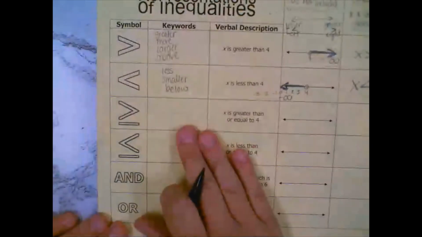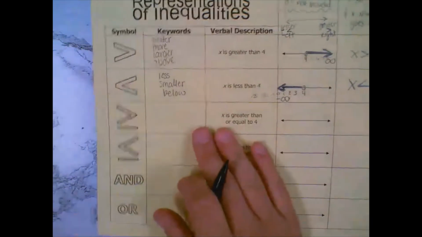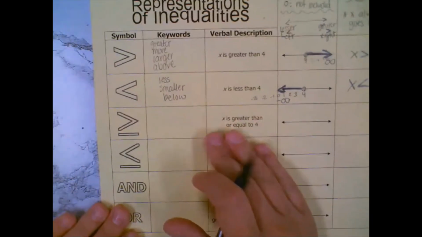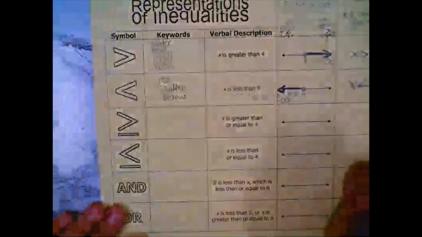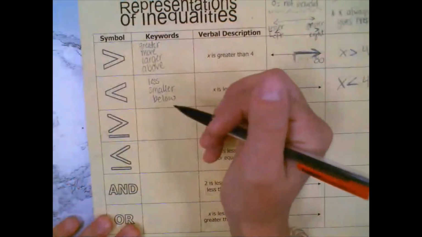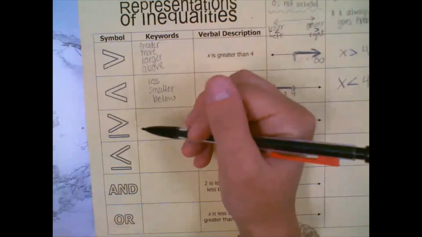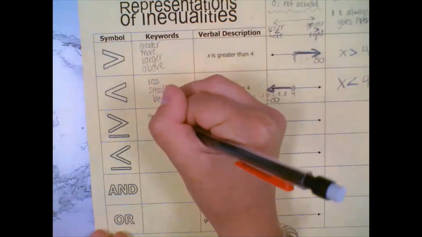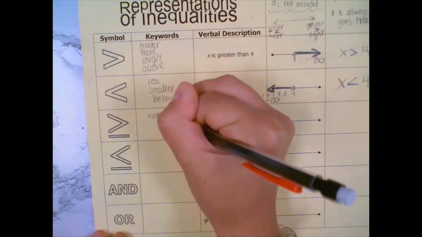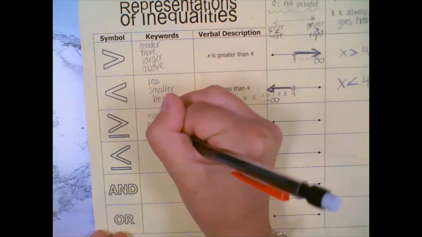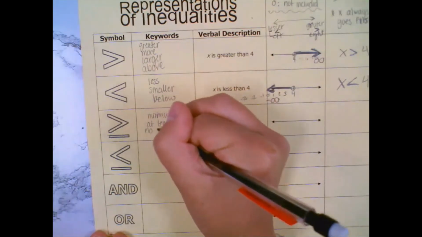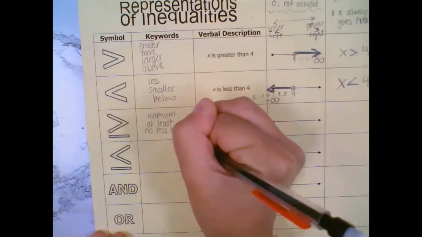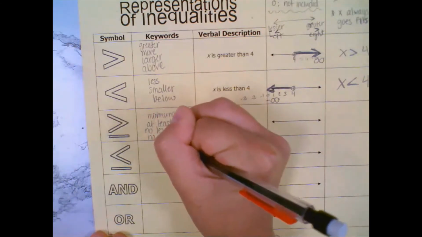All right, greater than or equal to. When we have the equal to, this part right here changes up our wording a lot. When we're using the phrasing greater than or equal to, another way it can be stated is a minimum, at least, no less than, no smaller than.